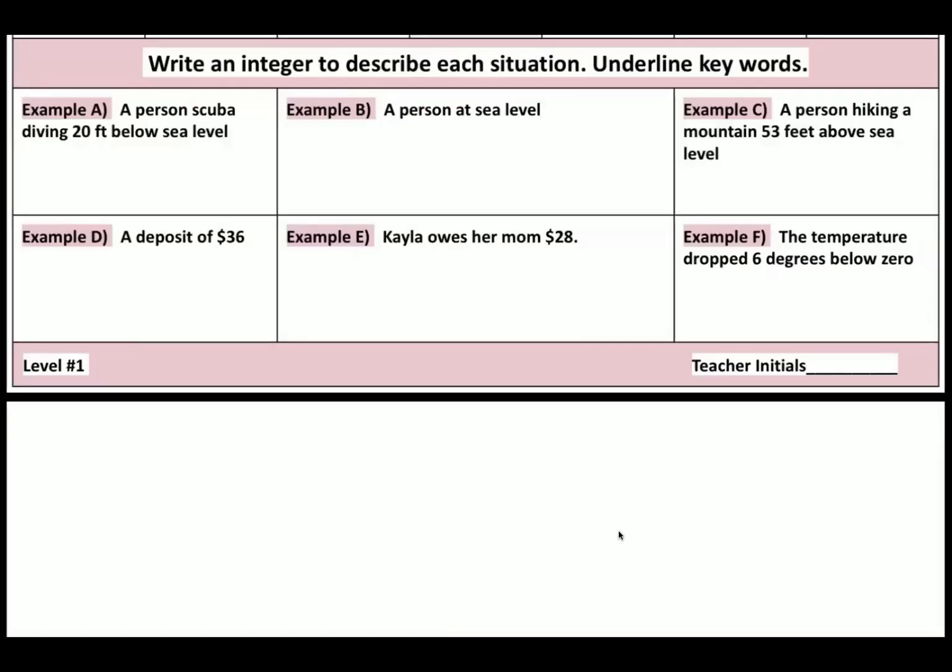At the bottom of page 1, it says, write an integer to describe each situation, underline keywords. Looking at example A, a person scuba diving 20 feet below sea level. Well, I know below sea level is a signal for negative numbers or negative integers. So I'm going to go ahead and underline those keywords. And since it's 20 feet below sea level, I'm going to write -20.